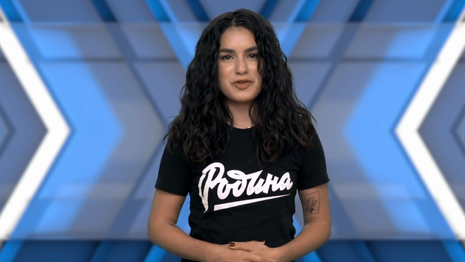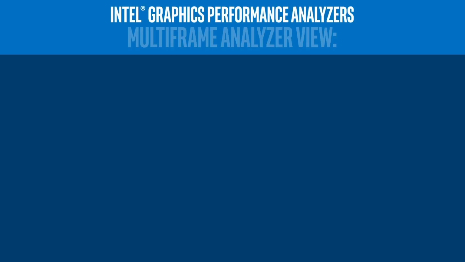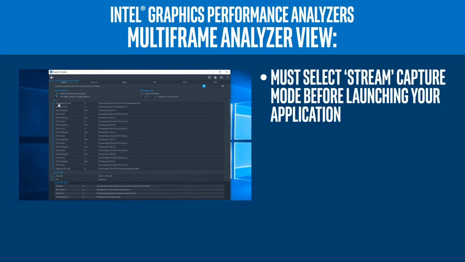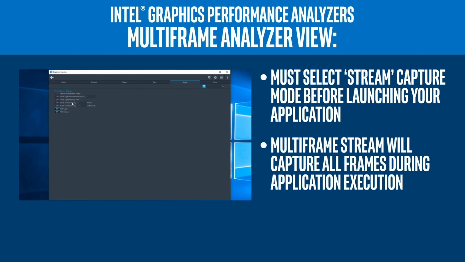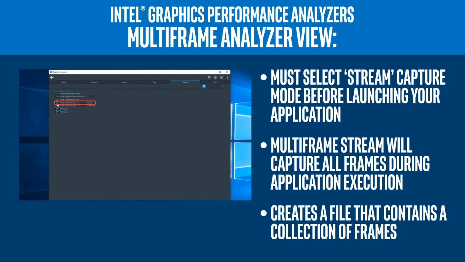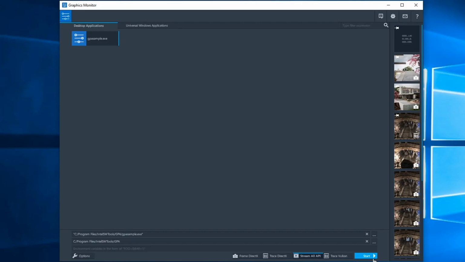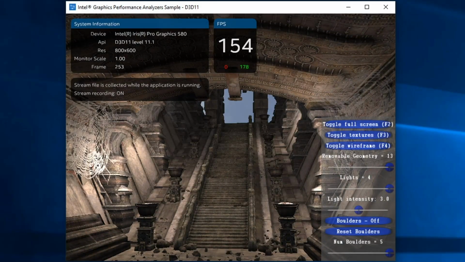If you're already familiar with Graphics Frame Analyzer, the multi-frame workflow is mostly unchanged with only one small caveat. You have to select Stream Capture mode before launching your application. A multi-frame stream will capture all frames during application execution, creating a file that contains a collection of frames. Streams can be opened in Graphics Frame Analyzer by selecting a stream from the selection window. This opens Multi-Frame View, which shows all the frames captured from your application in a timeline.